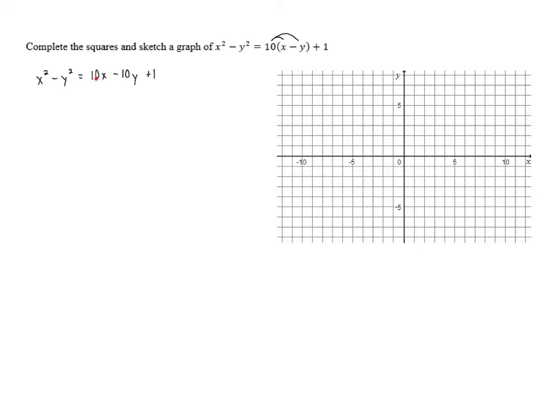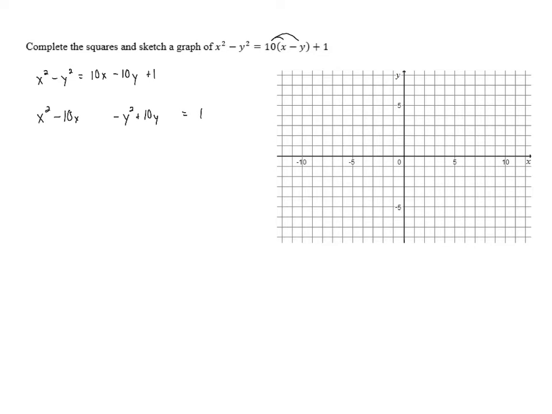Now we want to move the 10x and negative 10y terms to the other side. We do that by subtracting 10x and adding 10y to both sides. So on the left, that's going to become a minus 10x, and then it's going to become a plus 10y. And then on the right, we're left with just the 1.